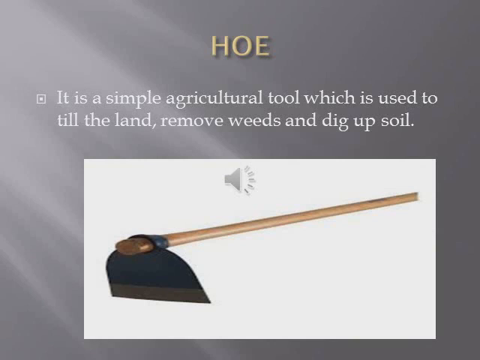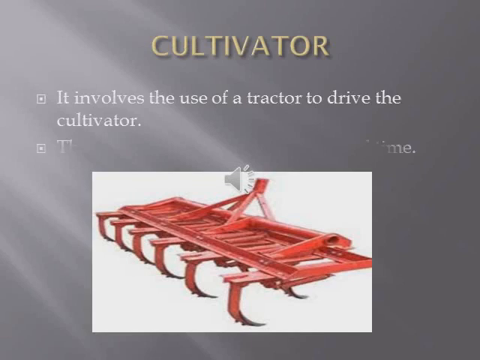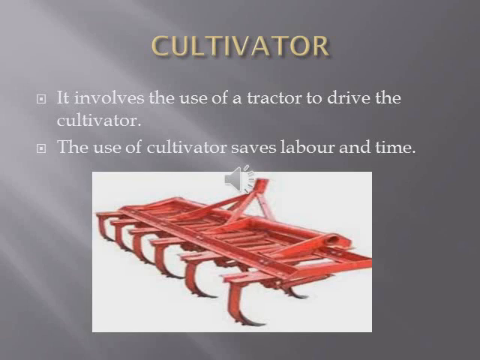Next agricultural implement is hoe. A hoe is an ancient agricultural hand tool used to shape soil, remove weeds, clear soil, and harvest root crops. Next agricultural implement is cultivator. Cultivators also kill weeds and dig up unwanted vegetation available in the field. The use of cultivator saves labor and time.